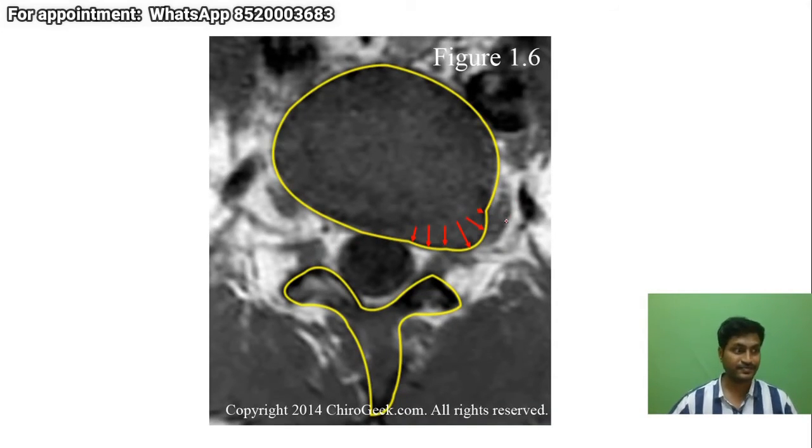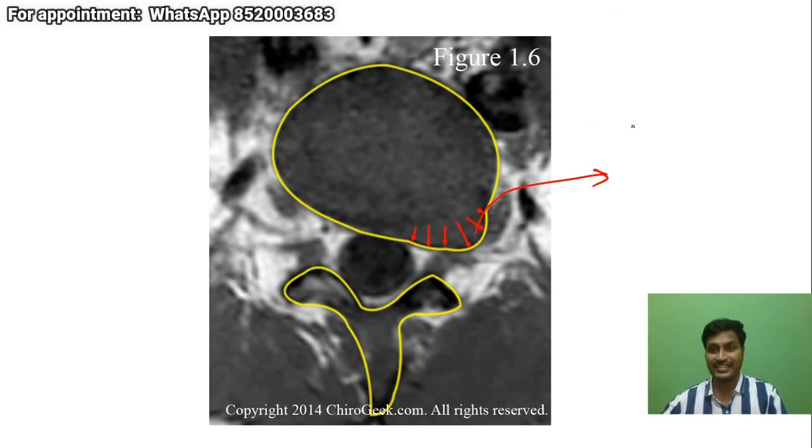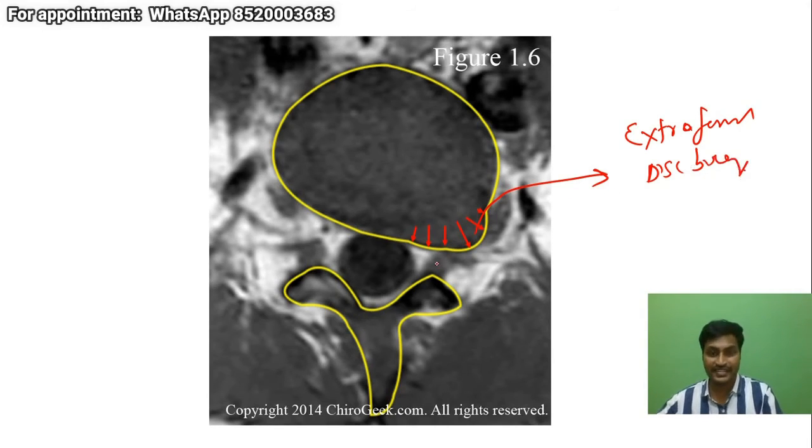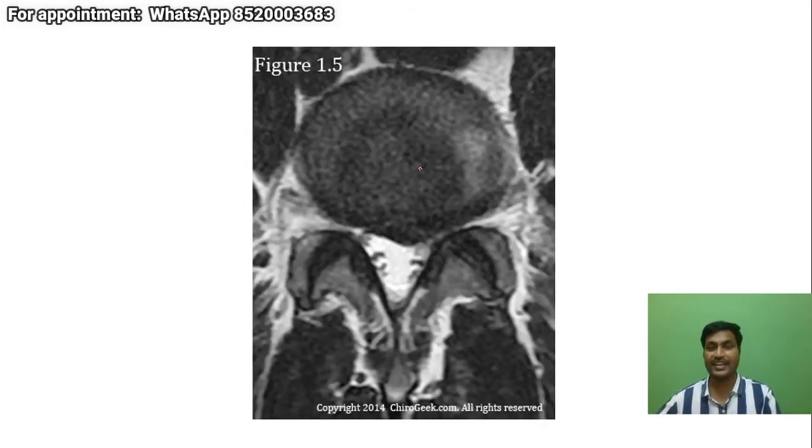This one. This is on the right. This is an extraforaminal disc bulge. If it is at this level, see, these are the pedicles. So if it is at this level, it is foraminal. Lateral to this one is the extraforaminal. Right. This is a left extraforaminal disc bulge.